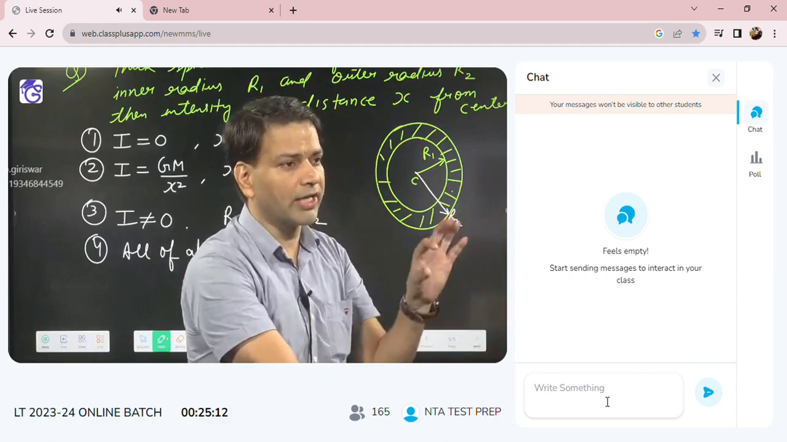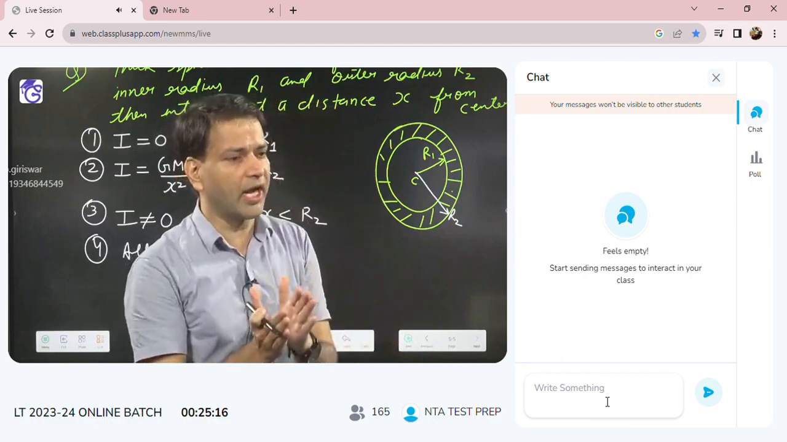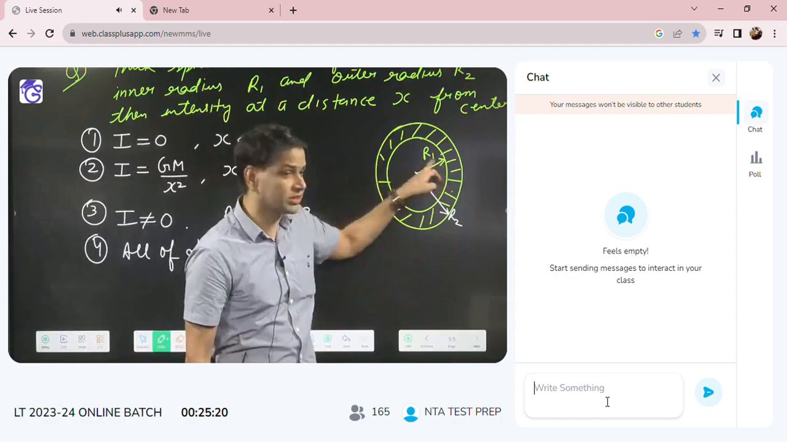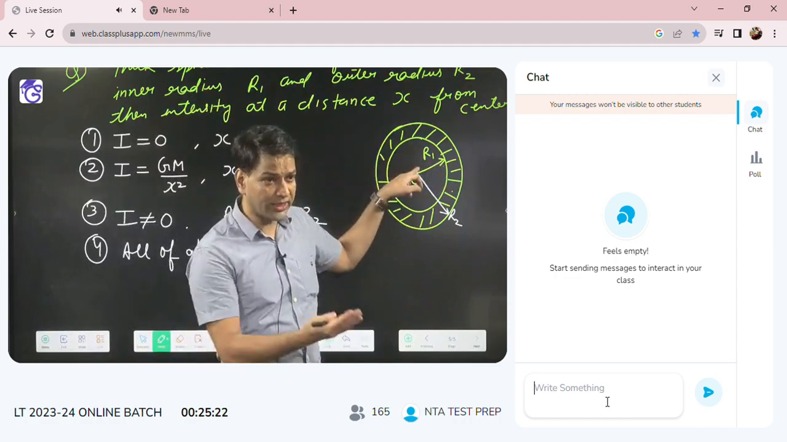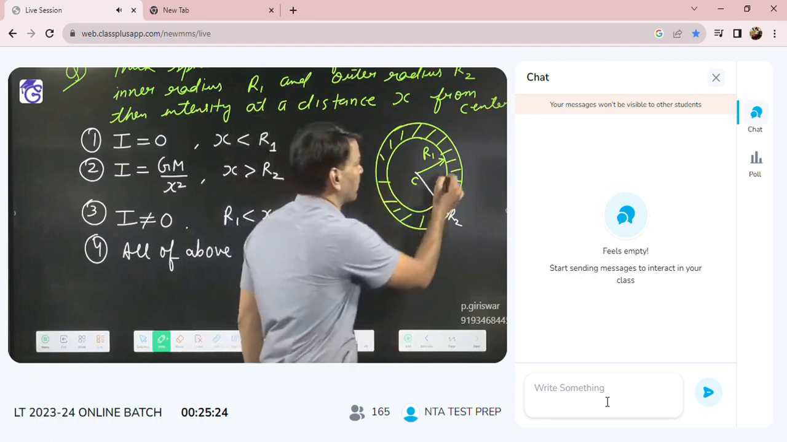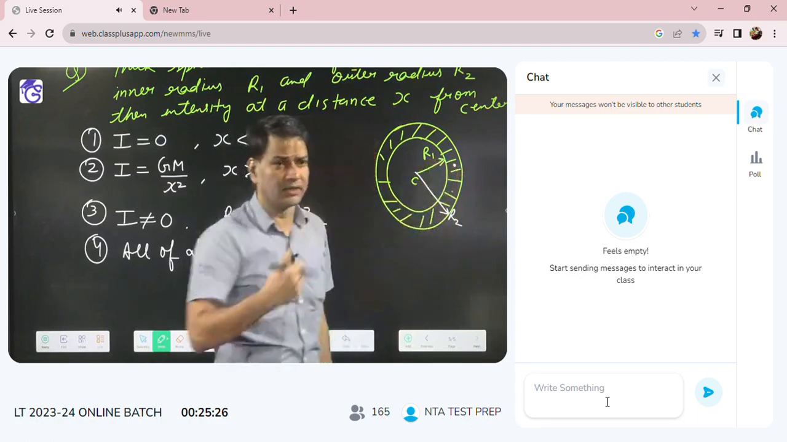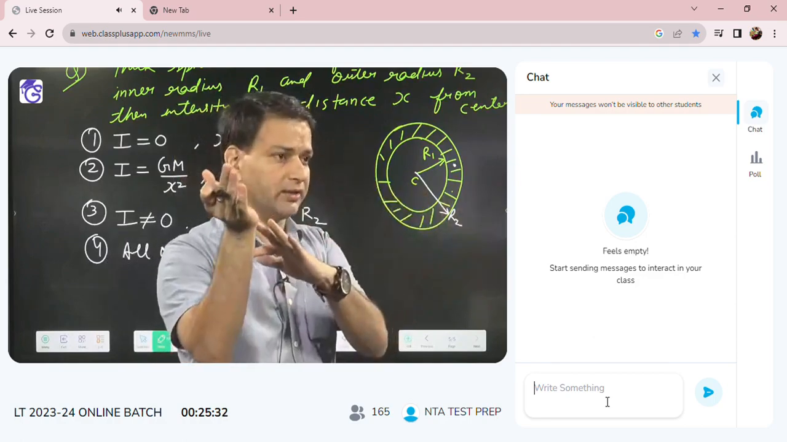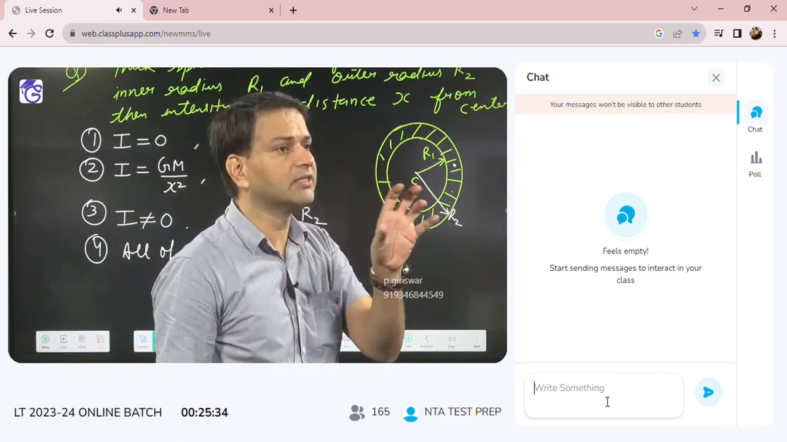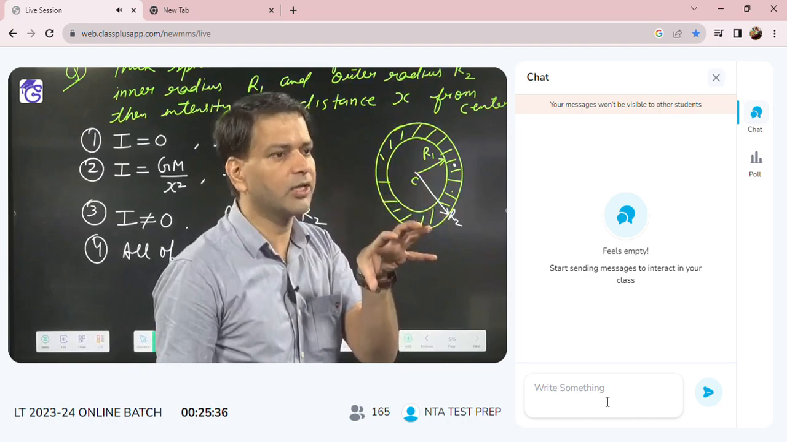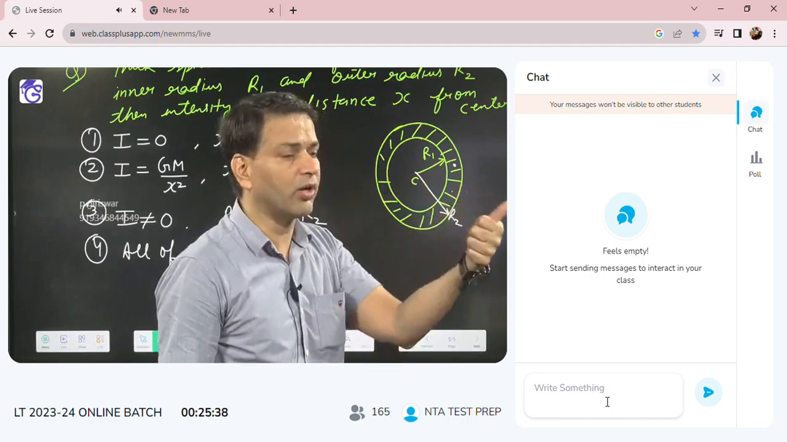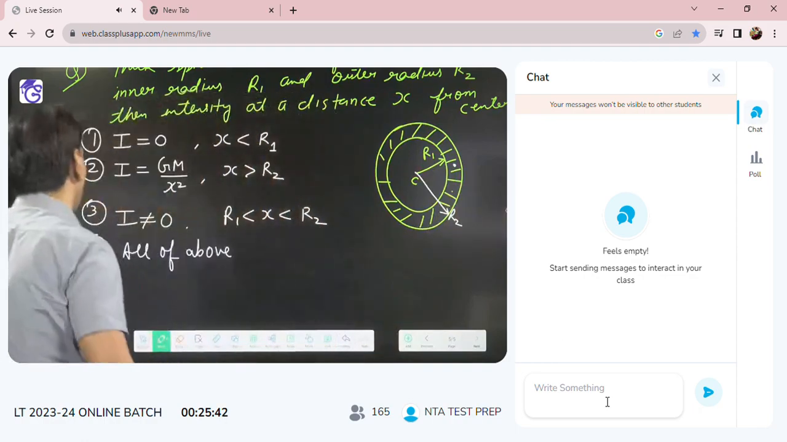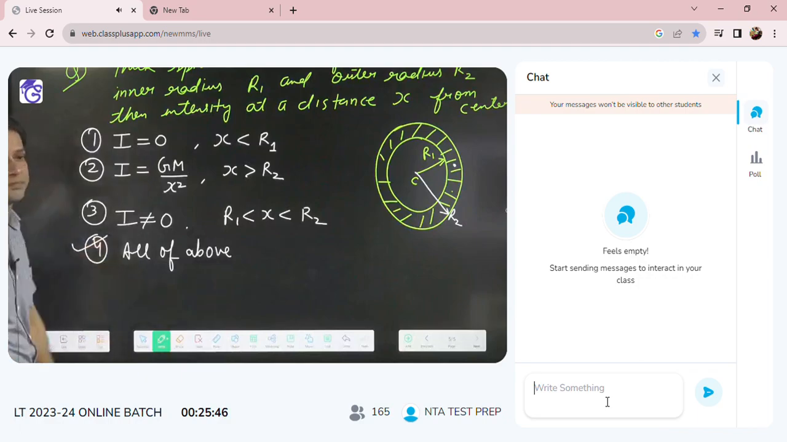Third option I gave: x is between R1 and R2, which means x is more than R1. More than R1 means it is outside this hollow part, but less than R2 means somewhere inside the shell. It is not inside and not outside, so we will get some intensity. Because it is not in the hollow part, I will not be equal to 0. So the third is also correct. That's why the answer is the fourth one.